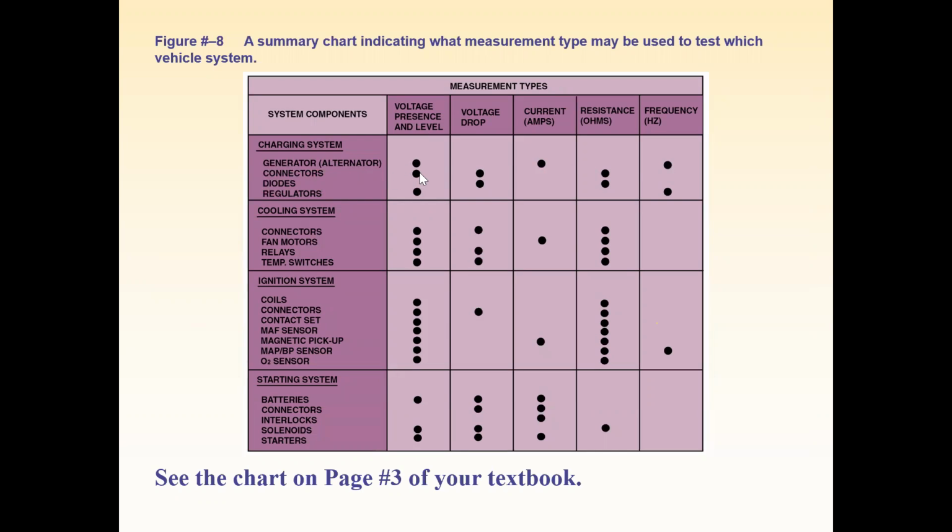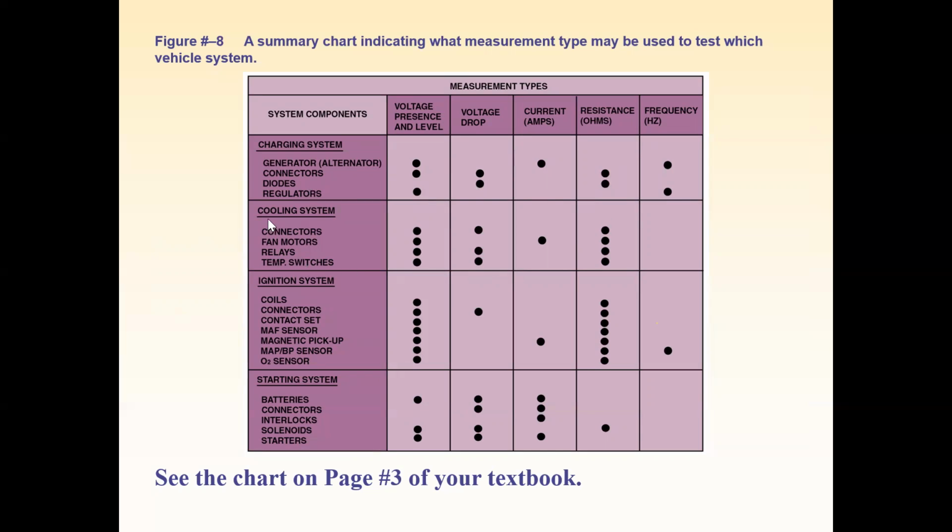For the connectors, we have to measure the voltage, the voltage drop across the connectors, and the resistance across these connectors. Then for diodes, we have to measure the voltage drop. Then for regulators, we have to measure the voltage and the frequency.